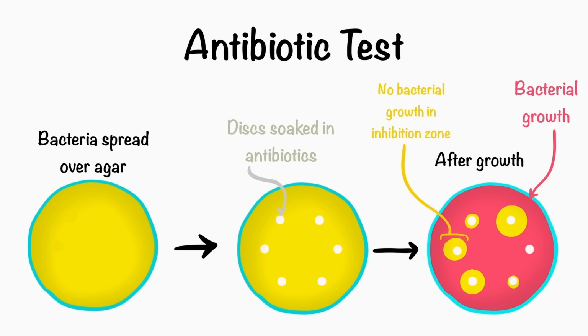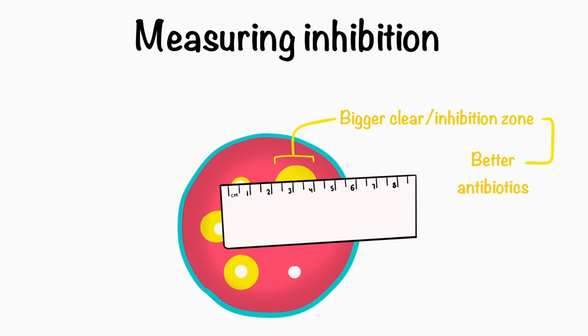After incubating the plate for about 48 hours at 25 degrees Celsius, clear zones called inhibition zones appear around the discs where bacteria have been killed. The diameter of these clear inhibition areas relates directly to antibiotic potency. More effective antibiotics produce larger zones where bacterial growth is prevented.